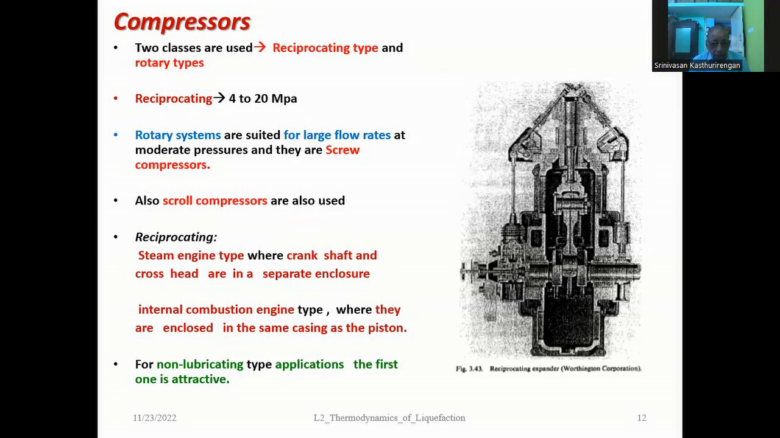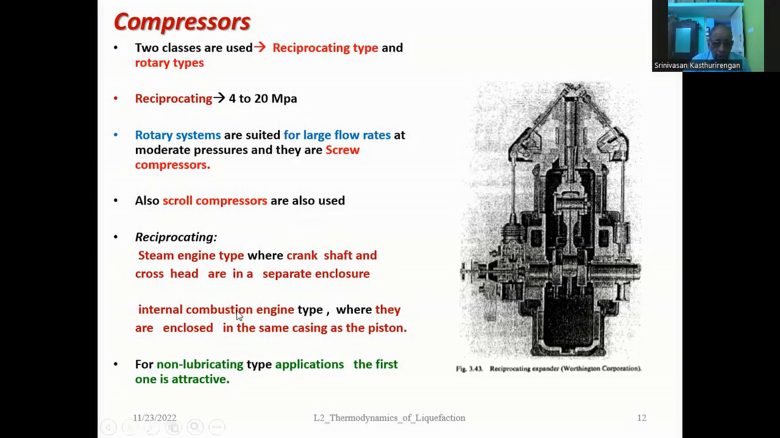as an example, we have said steam engine type, where the crankshaft and crosshead are housed in a separate enclosure. These are reciprocating systems. The internal combustion engines, which we normally have in our two-wheelers and so on, are also of similar type. In this case, they are enclosed. The internal combustion engine is enclosed in the same casing as that of the piston.